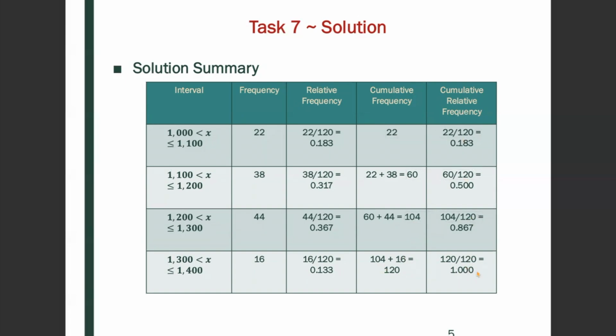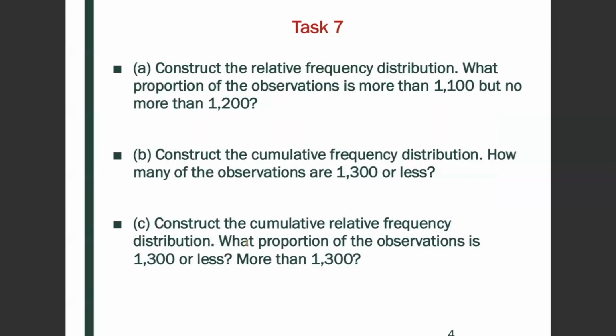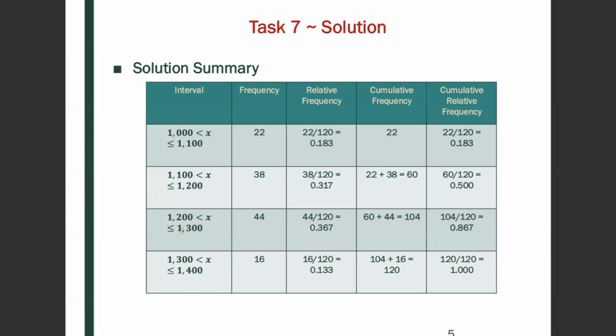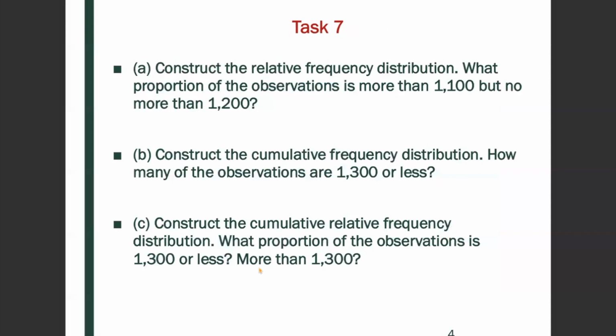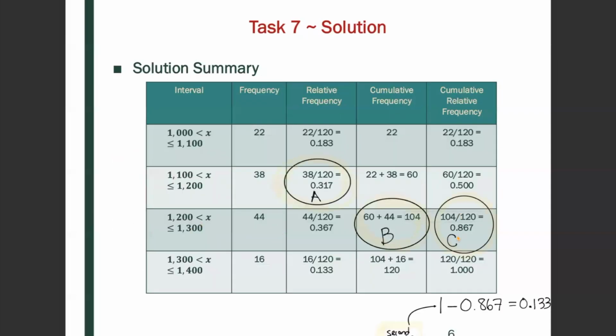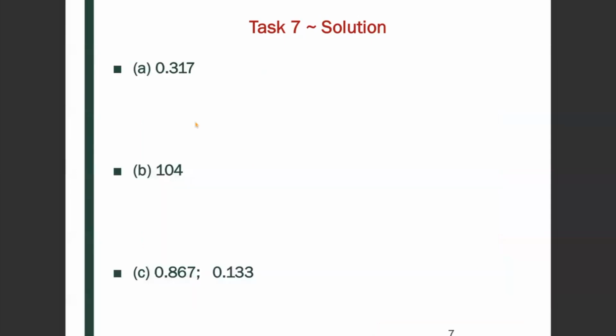So, and to refresh our memory, we have two questions now. Once we construct the cumulative relative frequency distribution, the first question is, what proportion of the observations is 1300 or less? So here would be 1300 or less, so that would be 0.867. And then the second question is more than 1300. So to do that, the second part of C, we would do 1 minus 0.867, and that would give us 0.133. So here's the answer for part A, here's the answer for part B, and then the first part of C is 0.867, and the second part is 0.133, and here are the solutions.